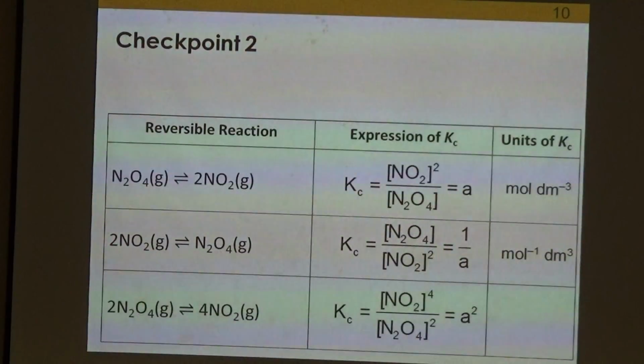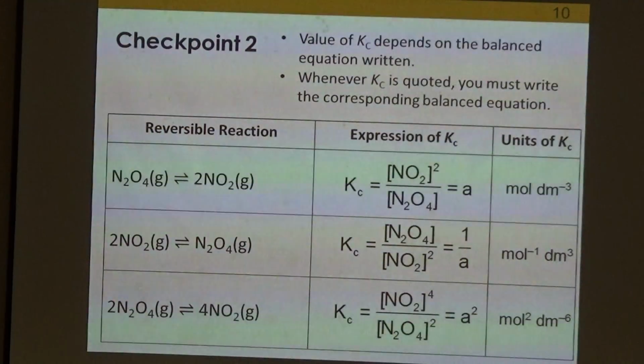Then here, you have 2 NO2 to 4 NO2. In these cases, don't go and cancel anything to simplify it. You just follow the expression and you should get A squared. Then, that is this. Have you all copied now? Can I move to the next part? Done?